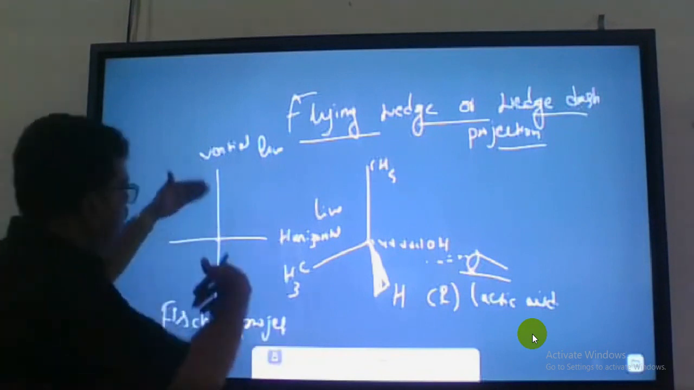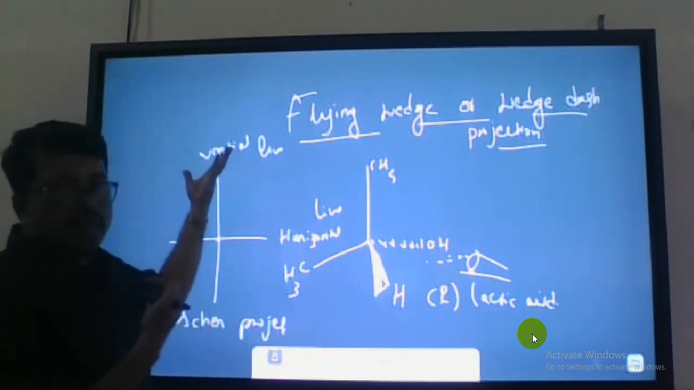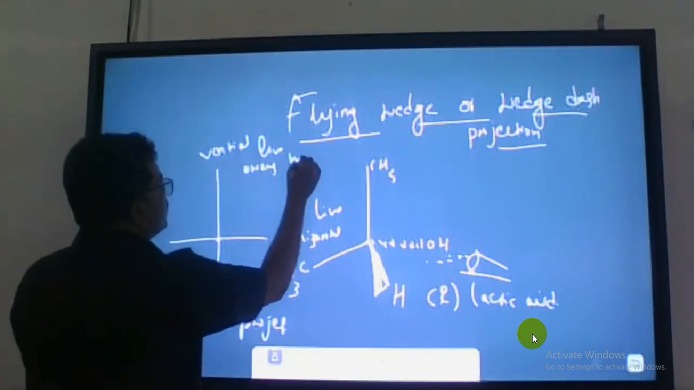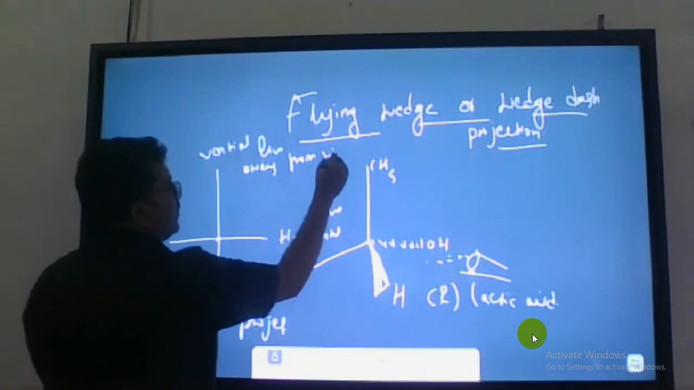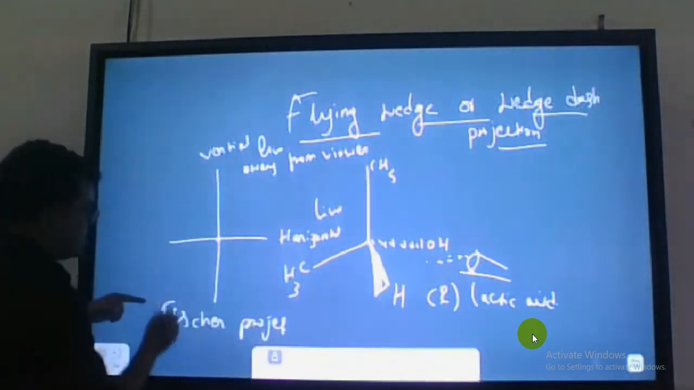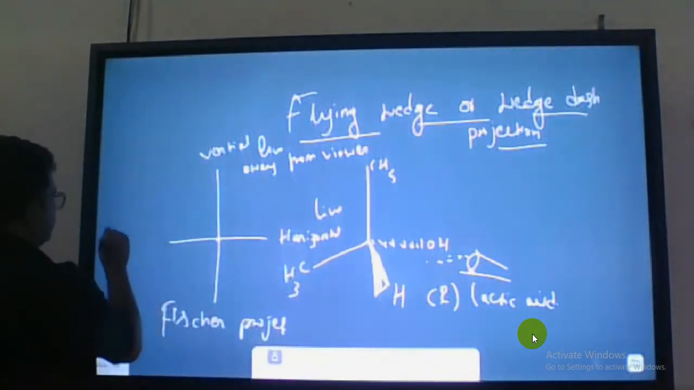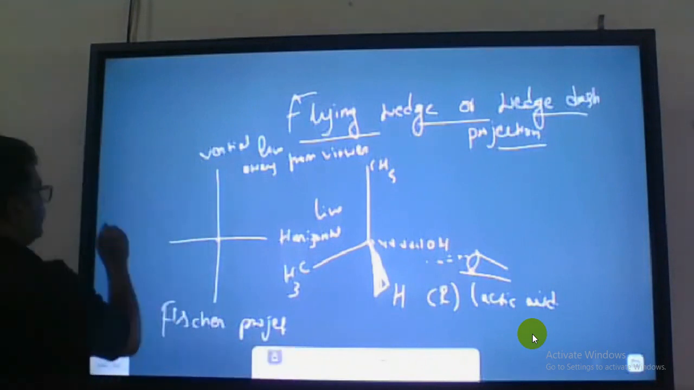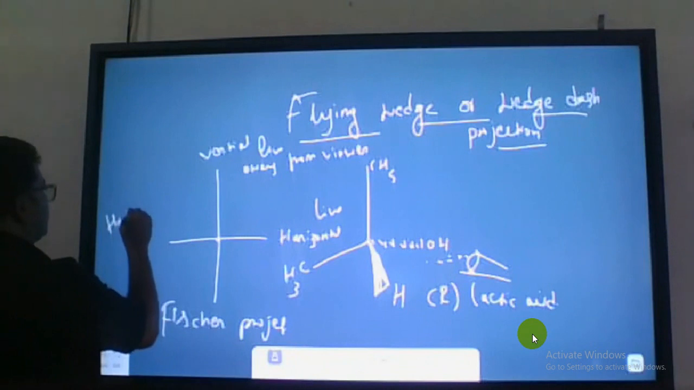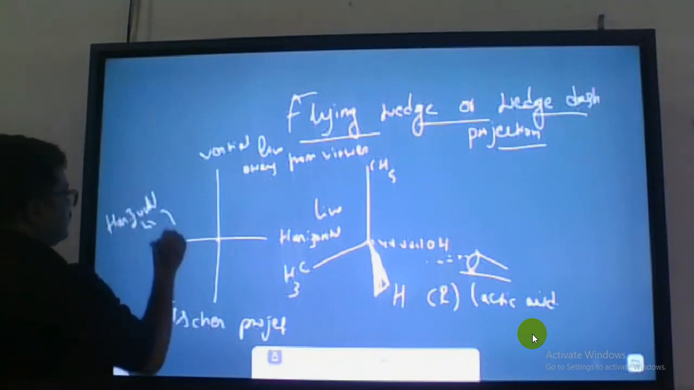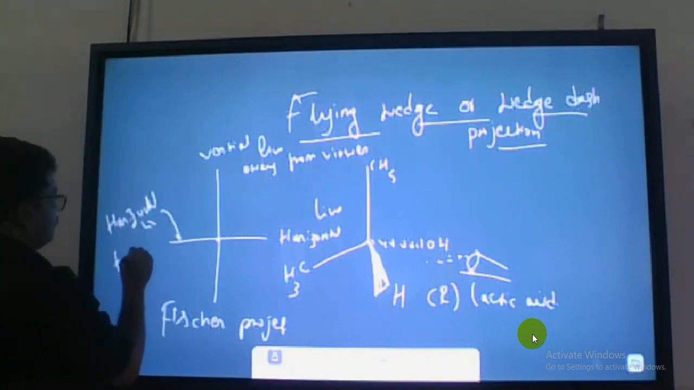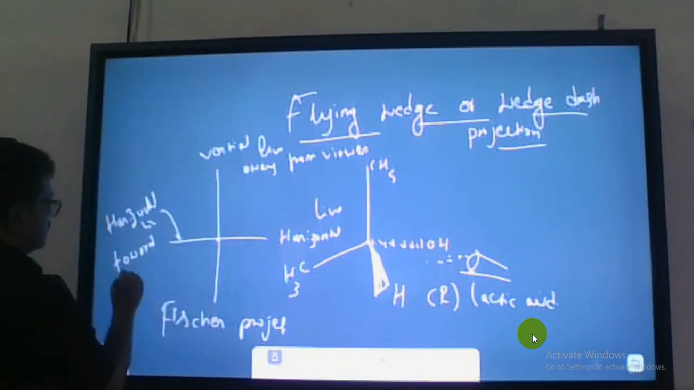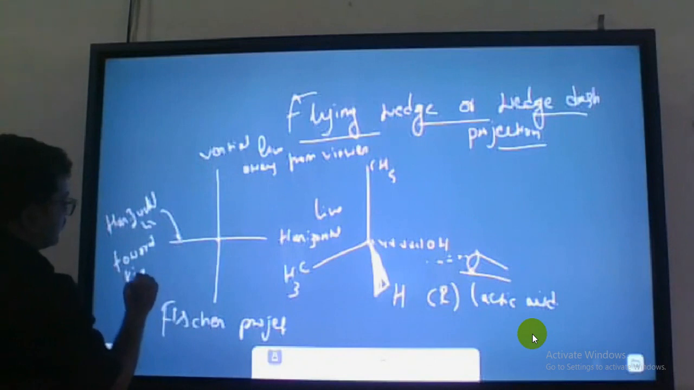So the vertical line is away from the viewer. Vertical away from the viewer. And the horizontal line is towards the viewer, above the plane, while vertical is below the plane. Towards what? The viewer.